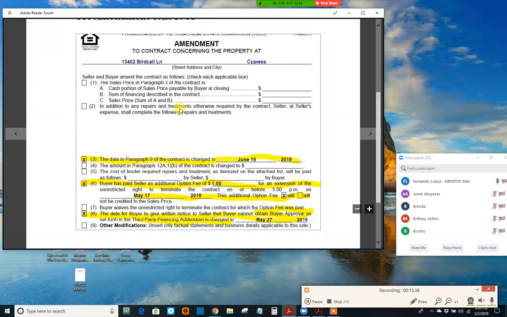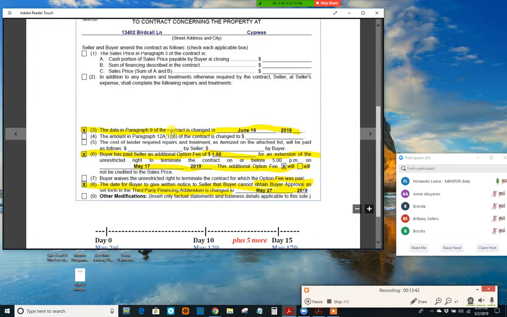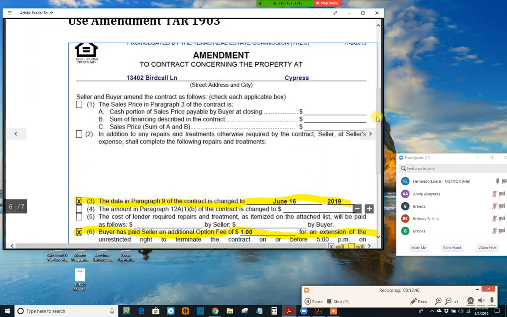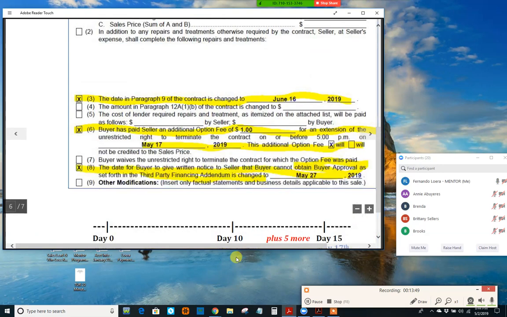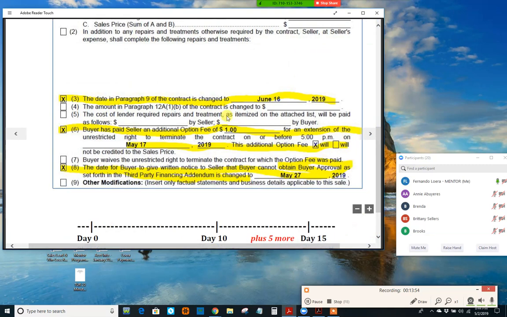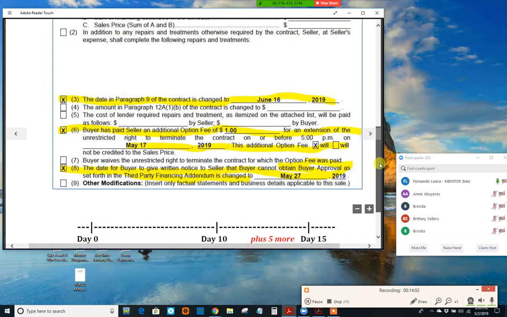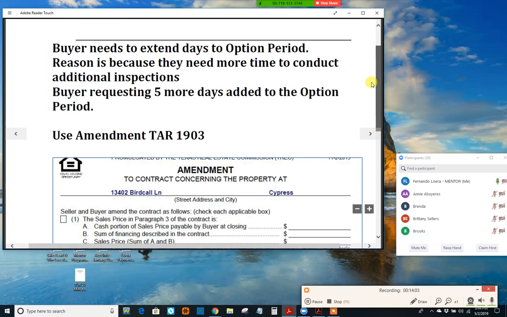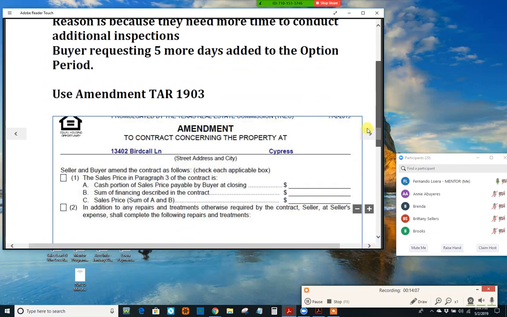You can change the price. You can add repair requests. You can change the contract date, or move the contract date. You can do all these different things, all in the same amendment. And yes, you can select multiple selections at the same time. But in this particular case, we're supposed to add 5 more days, right? Because that's what we're using as a sample for our demo.